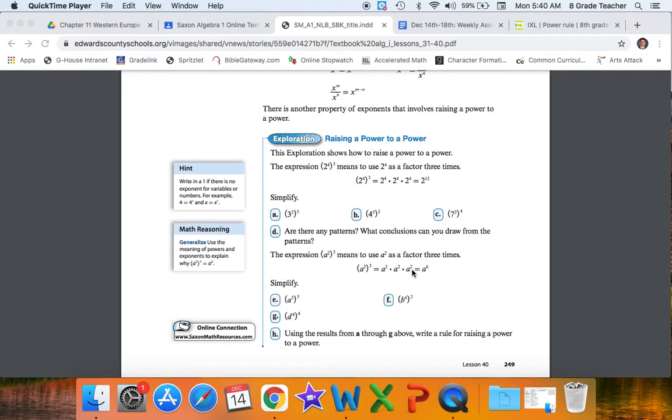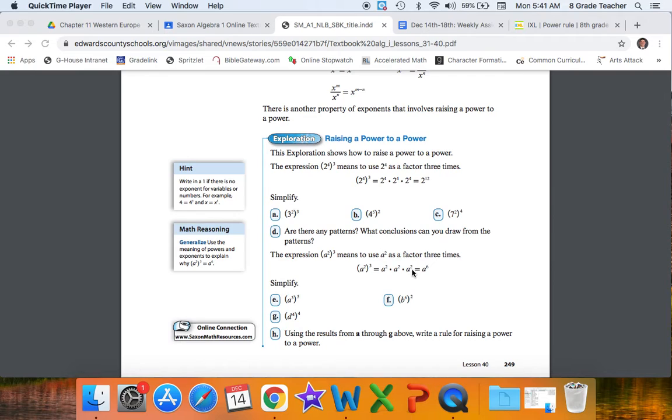Letter E, a to the 3rd to the 5th power: you would take 3 times 5, which would give you a to the 15th. For letter F, it's b to the 6th, squared. You'd write b to the 6th times b to the 6th, or you could take the shortcut and say 6 times 2 is 12, b to the 12th.